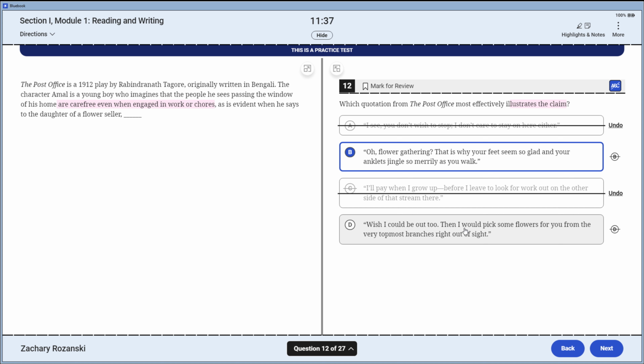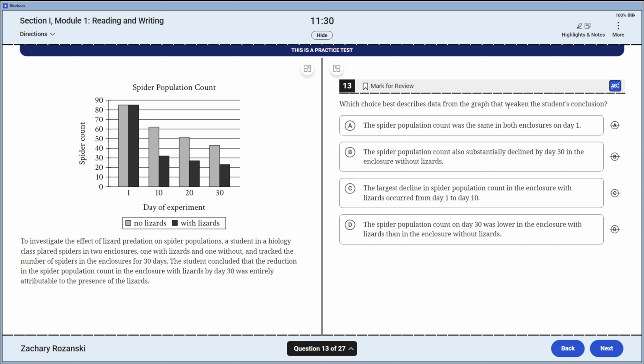Wish I could be out too. Then I would pick some flowers for you. Seems like he's throwing down game. This aligns with the task at hand. I want to weaken the student's conclusion. We want to be careful about that.